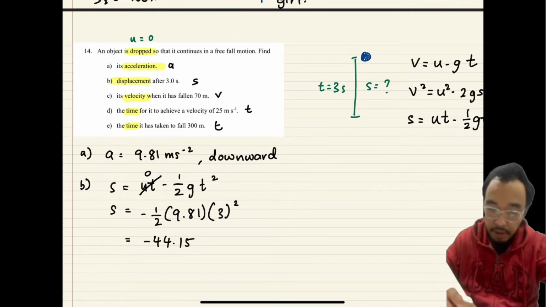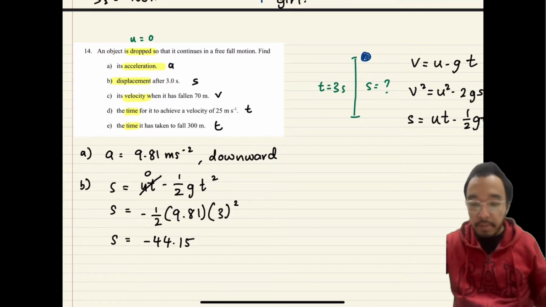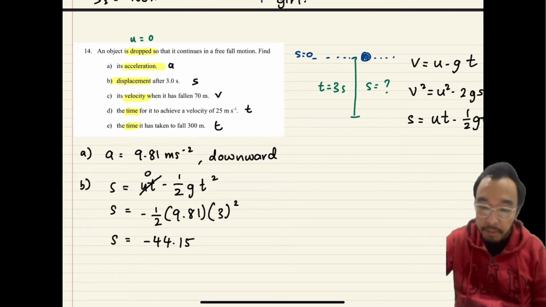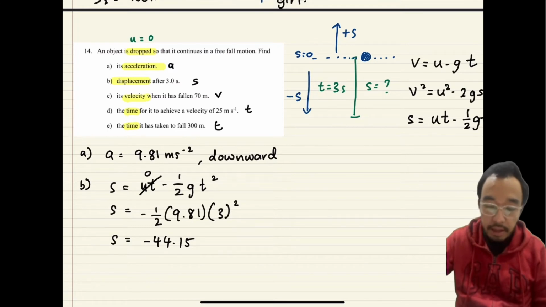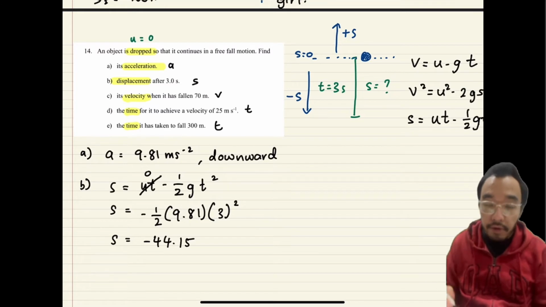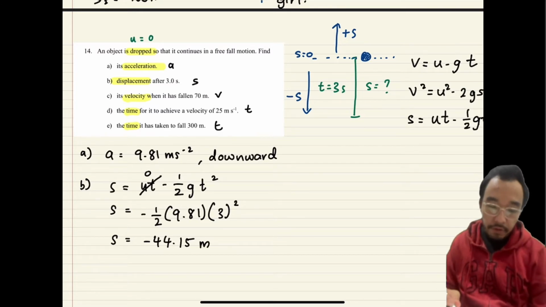negative 44.15. So the negative here means that the displacement is actually below the starting position. I told you previously, the starting position will be S equals to 0. Anything above means this one is positive S. Anything below means that this one is negative S. So the negative here indicates that it is below the starting point. And don't forget to put the unit. Okay, that one is for B.